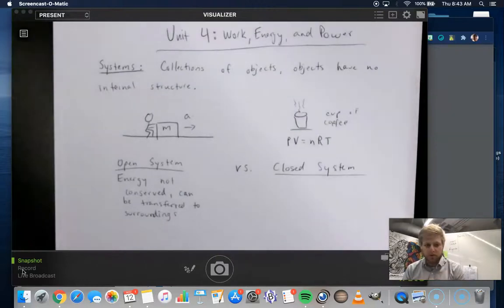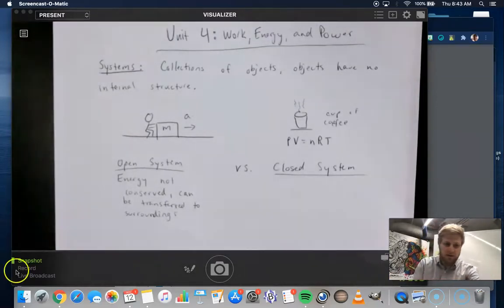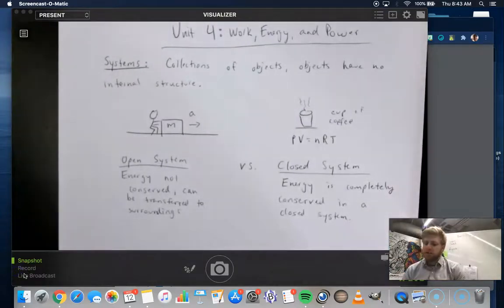Now, a closed system, there really aren't any truly closed systems because things are touching, there's always heat exchanged, and so on. So let's give a definition of a closed system. As I said, energy is completely conserved in a closed system.